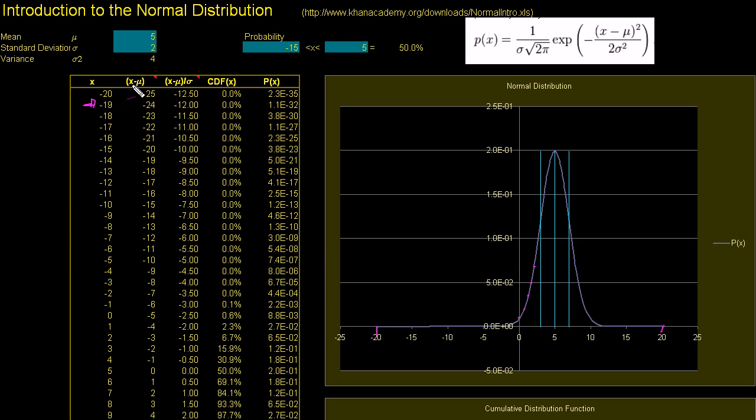Then I calculated the distance between each of those points and the mean, right? So I just took, let's say, 0 minus 5, this is this distance. So this just tells you the point -20 is 25 less than the mean, right? That's all I did there. Then I divided that by the standard deviation, and this is the standard z-score, right? So this tells me how many standard deviations -20 is away from the mean. It's 12.5 standard deviations below the mean.